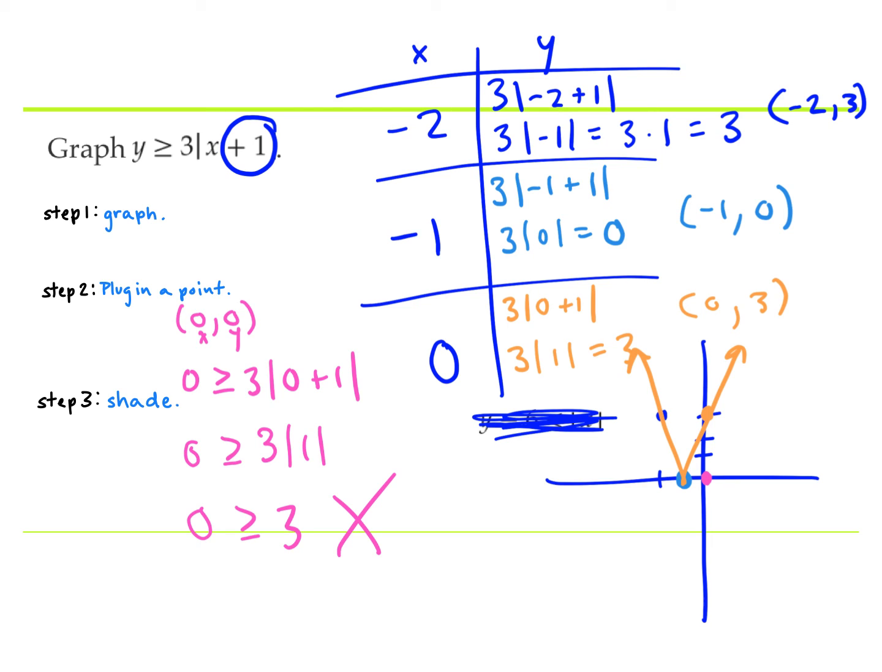Inside or outside? Raise your hand if you think inside. Raise your hand if you think outside. It's definitely inside, because this didn't work. So you plug in where 0, 0 is not. So 0, 0 is on the outside. So since it didn't work, you shade on the inside.